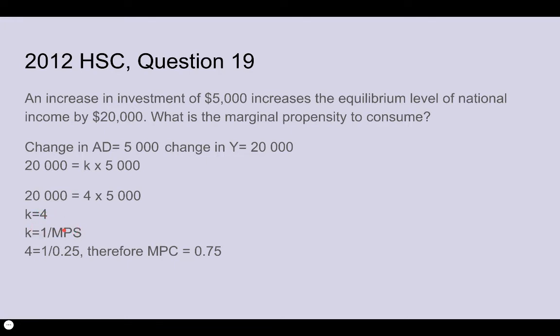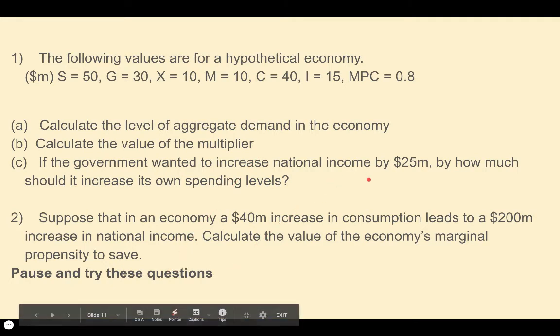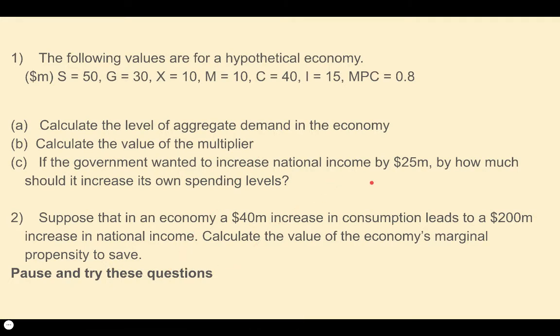We use that 4 to work out the MPS. And if 4 is 1 over 0.25, then MPC is going to be 0.75. So we've worked out the marginal propensity to consume. We've just had to do everything backwards and go back the other way by substituting into those formulas. So these are your questions from your textbook. Again, have a read, hit pause, try these questions out yourself, and then we'll check the answers in a sec. So hit pause now.